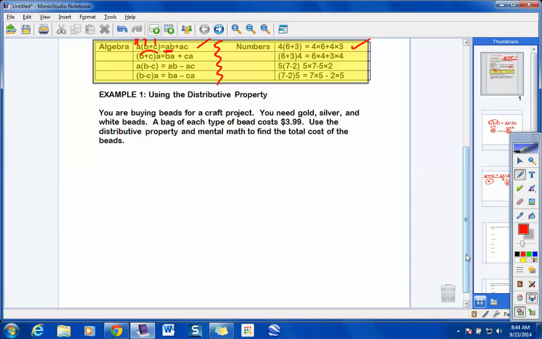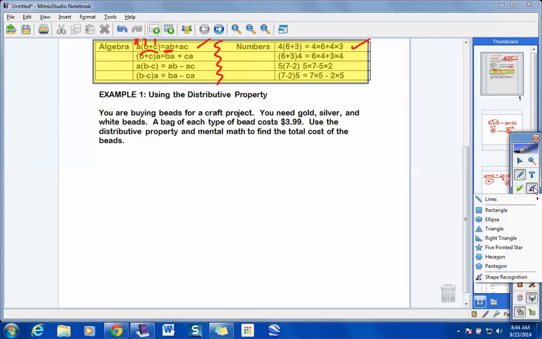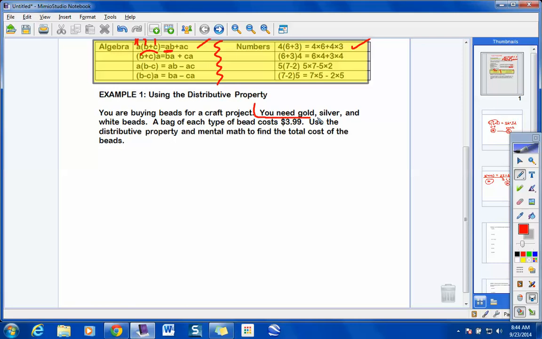Okay, so right here it says we're buying, let's just highlight our important information. Okay, it says we need to buy, what colors, guys? Gold, silver, and white. You need gold, silver, and white, right? Okay, so how many bags are you going to need? 3 bags, and what's each bag cost? $3.99. Okay, don't tell me what the answer is, just tell me what the process is going to be to figure out how much this costs. Okay, she's saying $3.99 times 3.